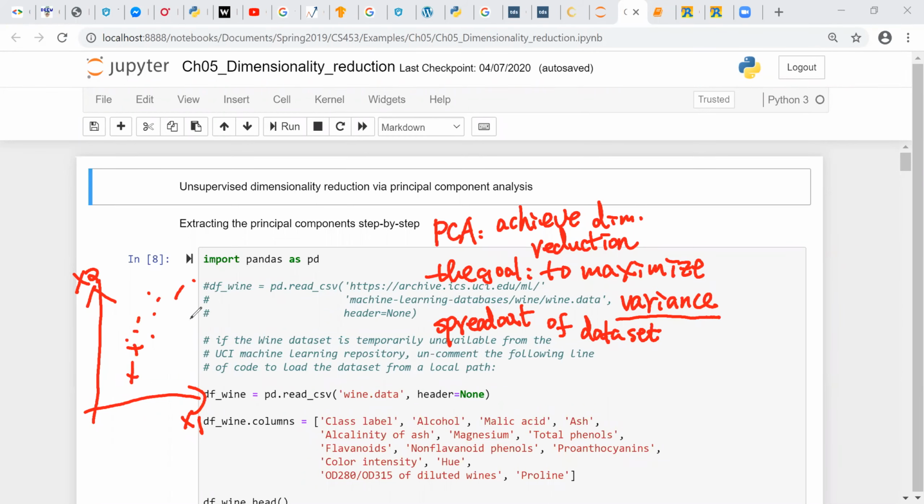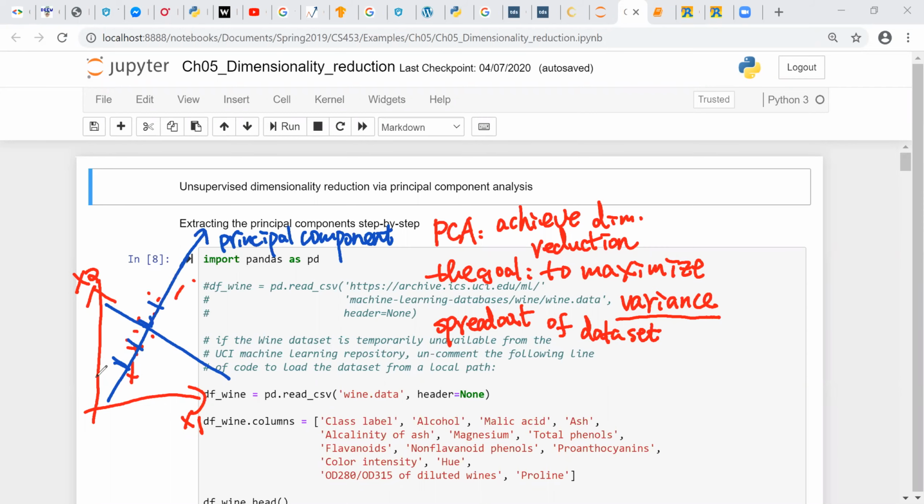The goal is to find this new axis. This is called a principal component. And if you project the data onto this principal component, you can quite easily do classification, just with this single component.